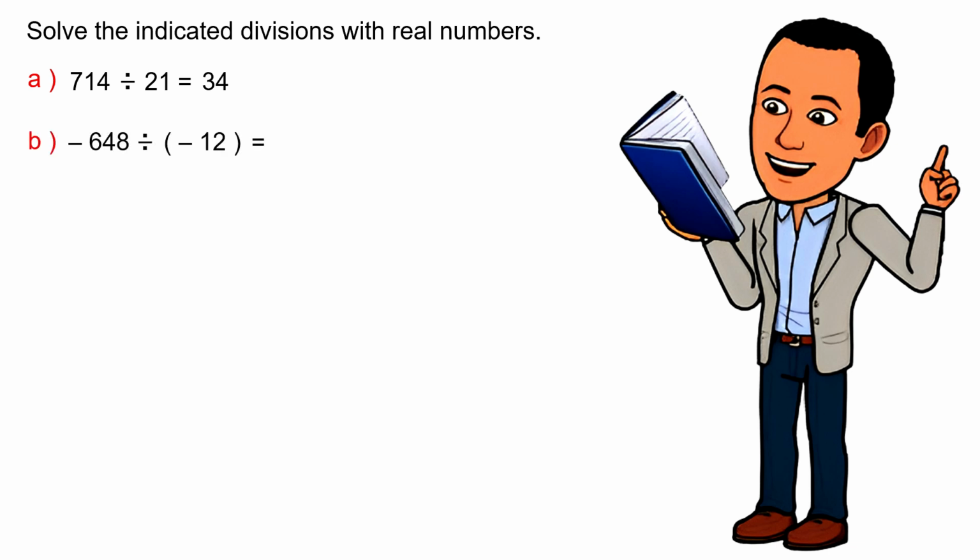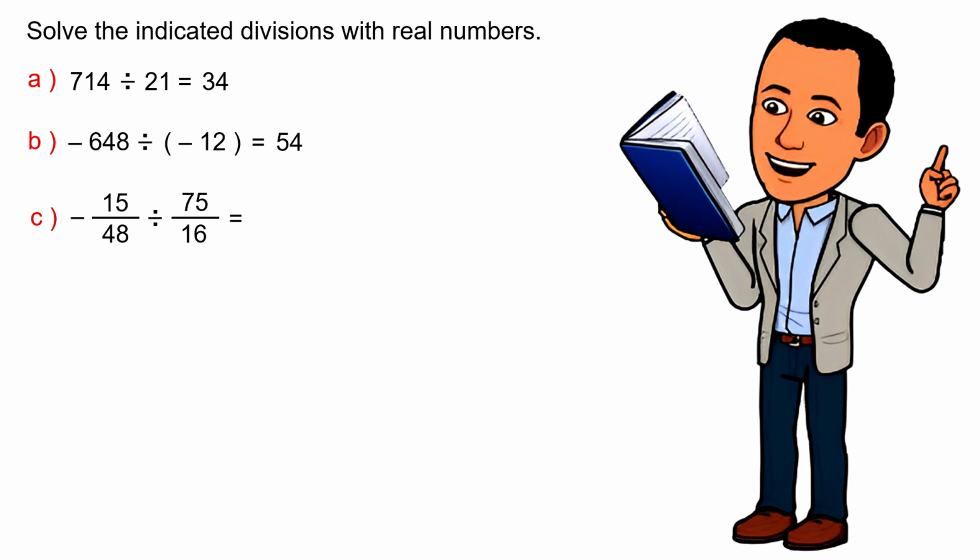Literal B. Minus 648 divided by minus 12. In this second case, we have the quotient of integers. First applying the law of signs, the result will have a positive sign, and performing the division, it would be 54.